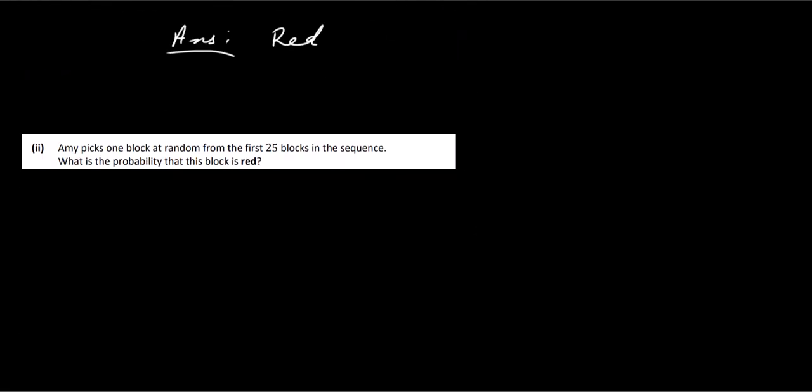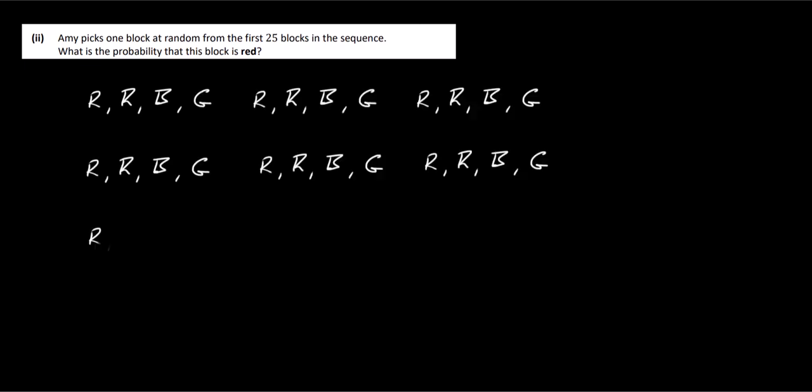Okay, next one. We have, let's see, Amy picks 1 block at random from the first 25 blocks in the sequence. What is the probability that the block is red? So what I'm going to do here is just write them out again. So we've got red, red, blue, green. I'm going to do this until I get to 25. Okay, so I have 25 blocks here.